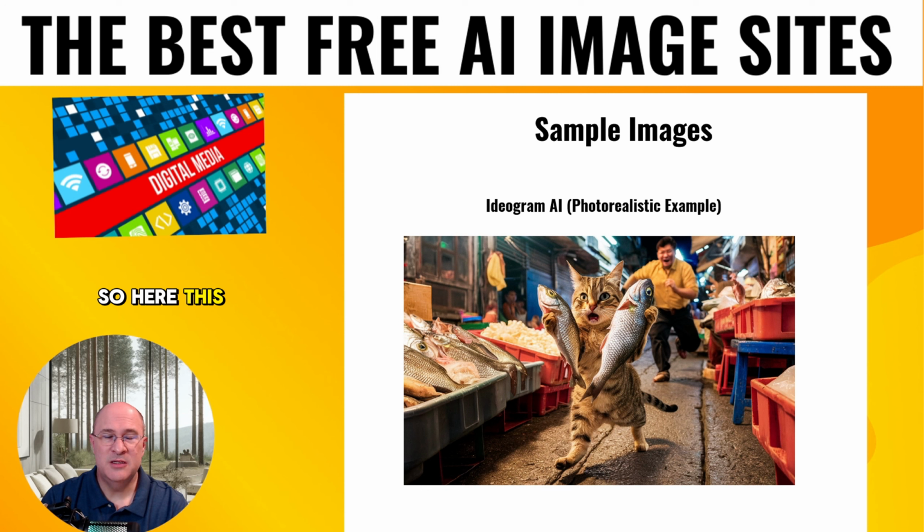So here, this is a sample of Ideogram AI. It's a photorealistic example. I wanted to create something funny, so I made an image with a prompt of a cat stealing some fish from a fish market and then getting chased down the street by the shop owner. As you can see, the cat has a fish in each hand, and the angry shop owner is right behind him.